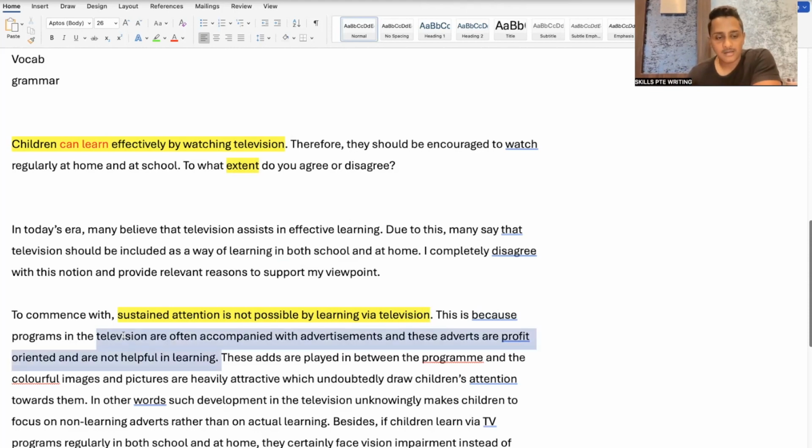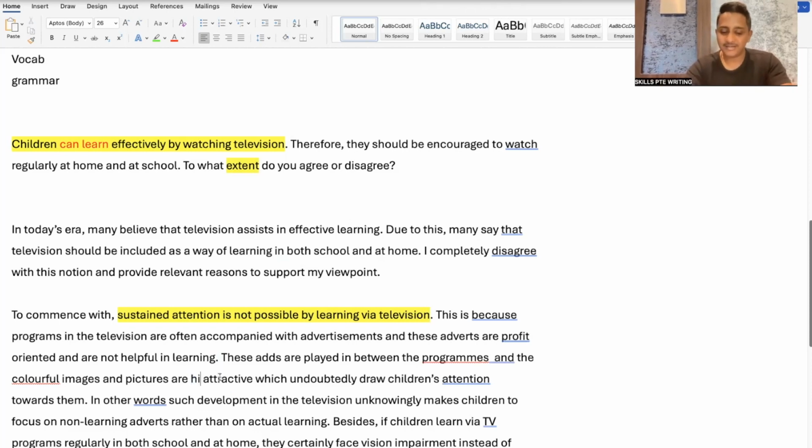Okay. These ads are played in between the programs, and the colorful images and pictures are heavily attractive. You don't say heavily attractive, you say highly attractive, which undoubtedly draw children's attention towards them. In other words, again, the person is continuing enough, Avita, you have to end it. This one line was enough.